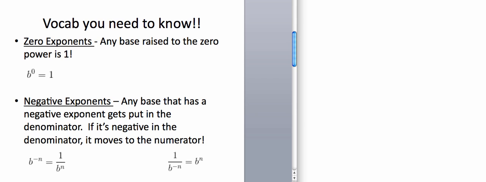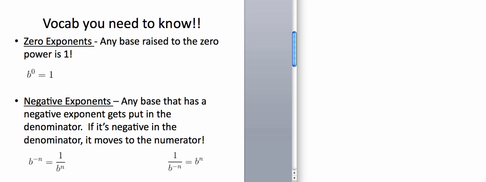So make sure you are getting this information written down and learned, and getting it committed to memory. When we talk about zero exponents, anything raised to the zero power is 1. And if we have a negative exponent, the analogy I like to use is it's not happy where it's at, so we need to move the exponent to a different spot. If it's in the numerator, we move it to the denominator. If it's in the denominator, we move it up to the numerator.